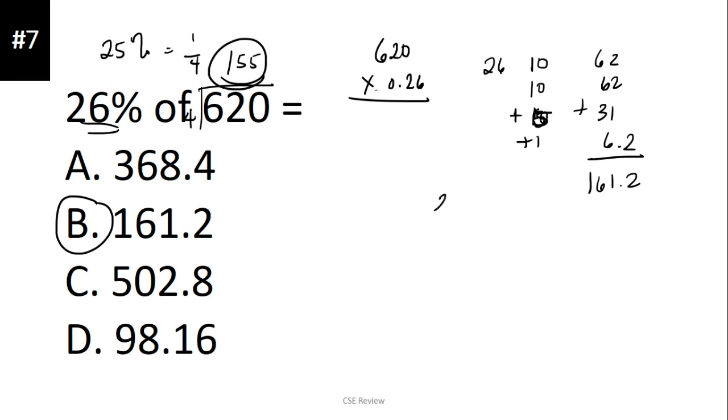Or you can do it na 26 is 25 plus 1. So you have yung 1/4 natin which is 155 plus 1% which is 6.2. This is still going to give you 161.2. So again, whatever method works for you, kung ano mas mabilis, yun ang gamitin nyo sa exam.